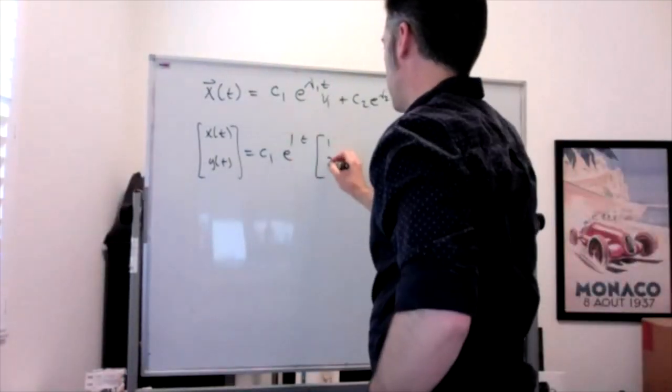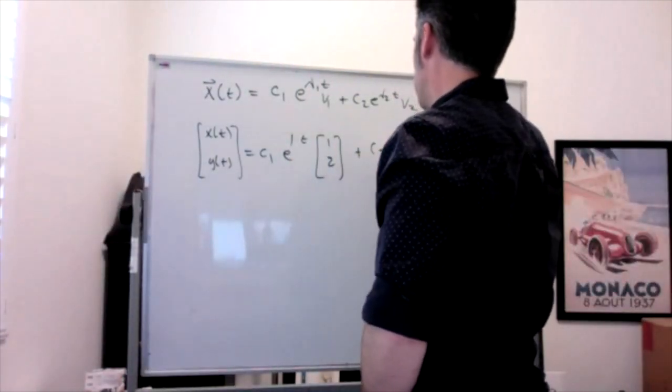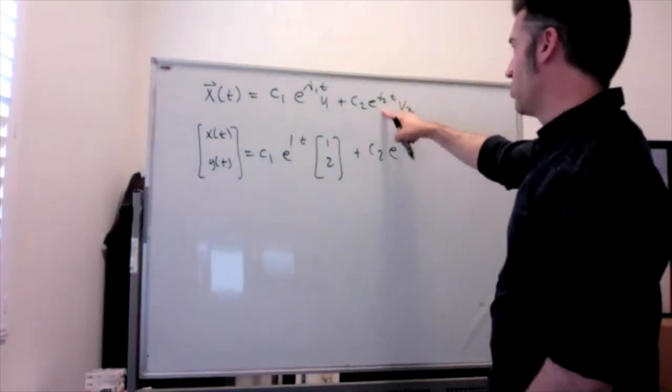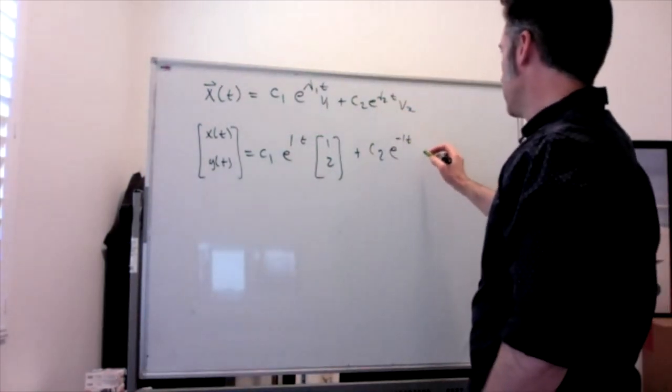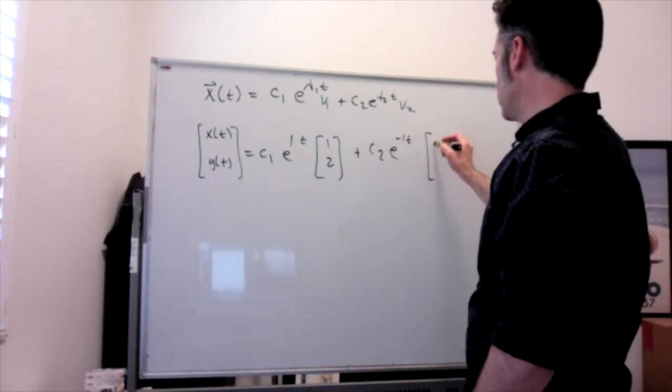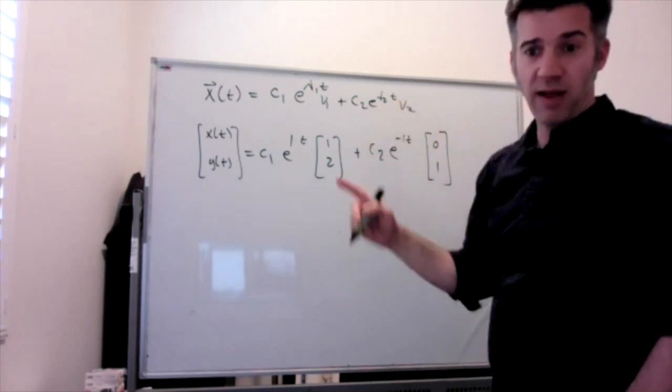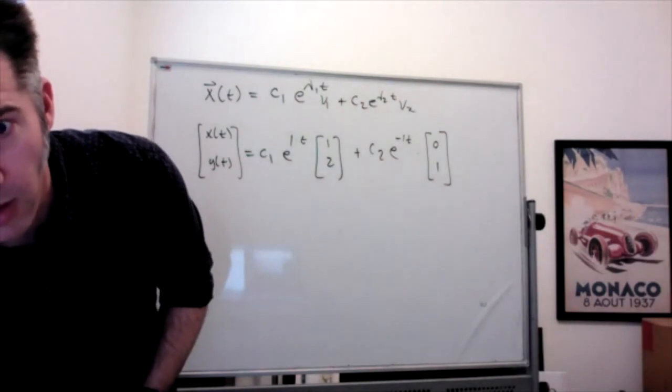I know we're out of time, but let me just finish that. Plus C2 e to the lambda 2 was -1t times V2, which was 0, 1. And then we'd have to solve for the constants, right? So we have to use the fact that, what have we got here?